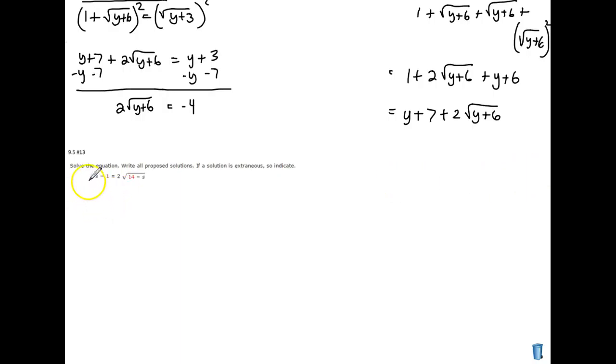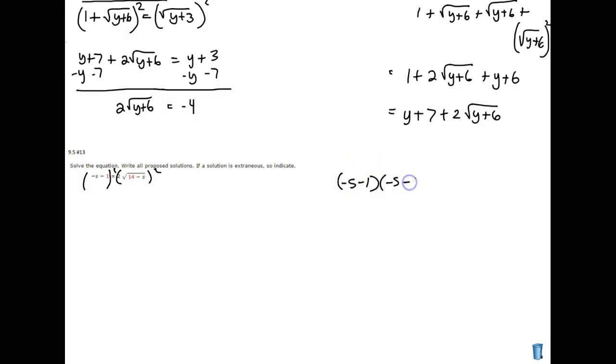And lastly, this one is very similar process. This radical is almost by itself, and every other time, like for example this last one, we divided by 2 first. You can do that here, but you're going to end up with some fractions, which will eventually go away, but it's easier to not deal with them at this point. So I would say go ahead and square both sides of the equation here, and see what you come up with.